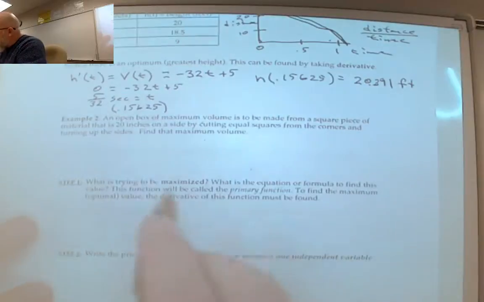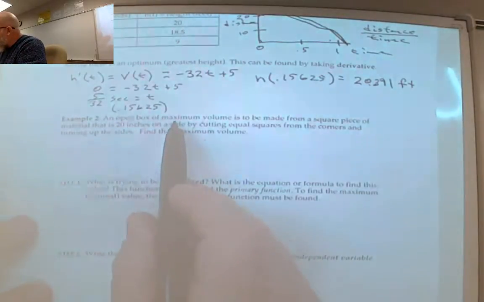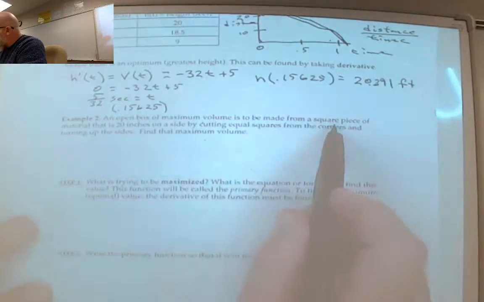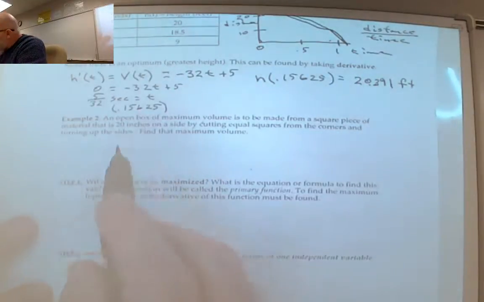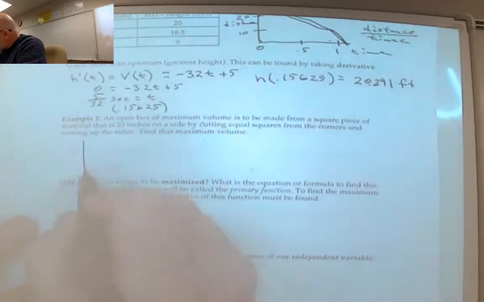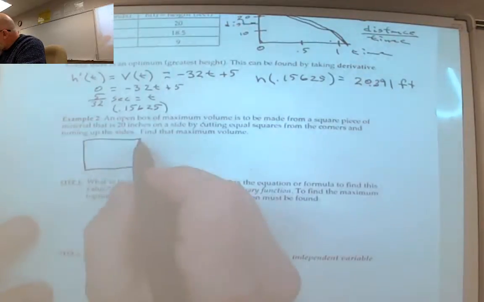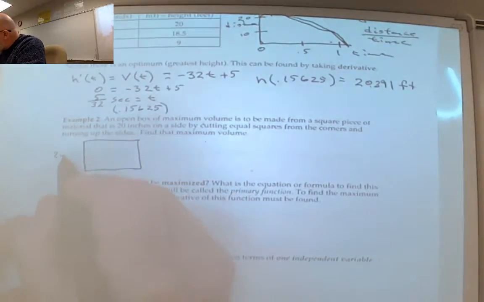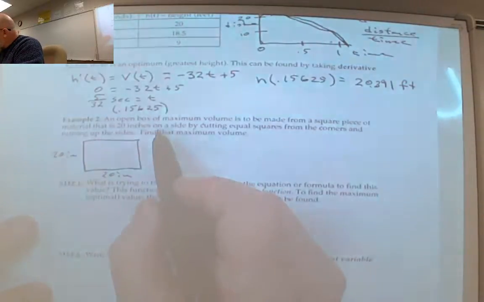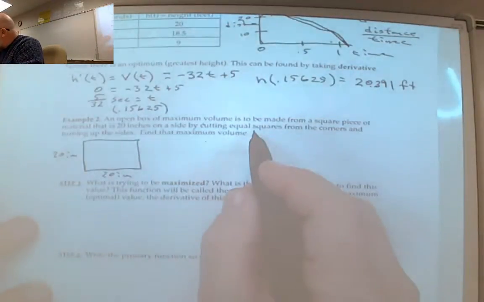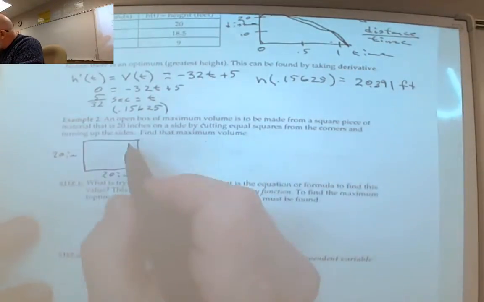What I'm going to do is, first of all, it says an open box. An open box of maximum volume is to be made from a square piece of material. So we used a sheet of metal. Okay? And a sheet of metal looks like this. And it's 20 inches by 20 inches. It says a square that's 20 inches by 20 inches on a side, by cutting equal squares from the corners.